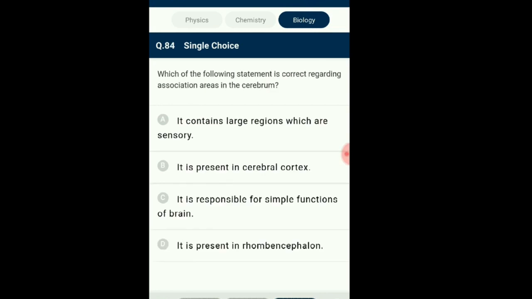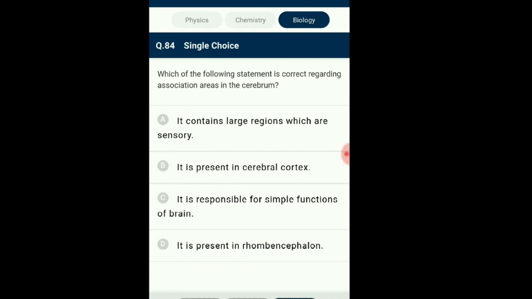Question number 84. Which of the following statements is correct regarding association areas in the cerebrum? Cerebral cortex is the fold of gray matter surrounding the cerebral hemispheres. It is called gray matter due to its grayish appearance, due to the neuron cell bodies concentrated there. It contains motor areas and sensory areas. There are also large regions that are neither clearly sensory nor motor in function and are known as association areas.